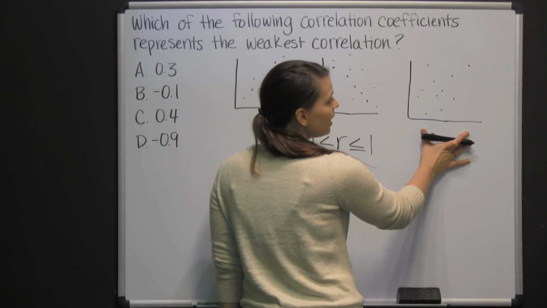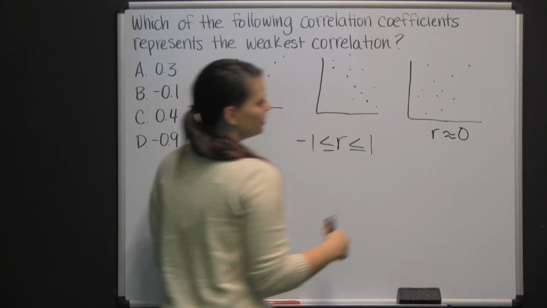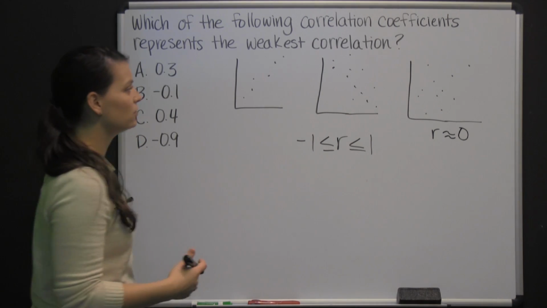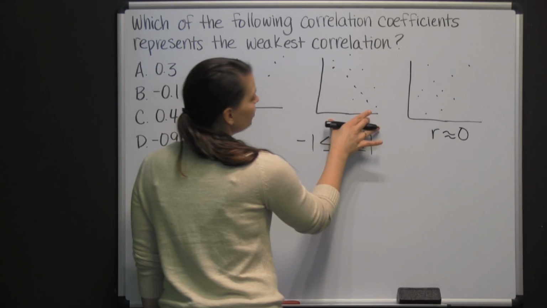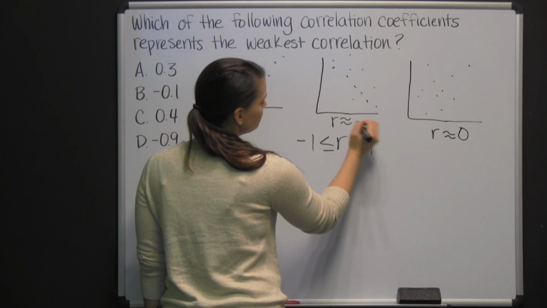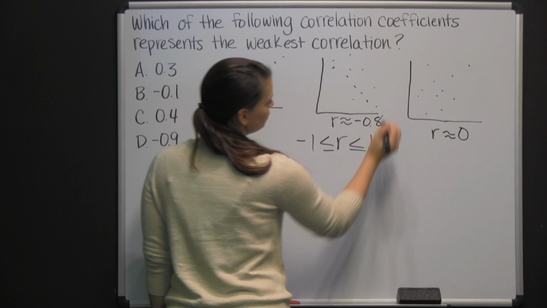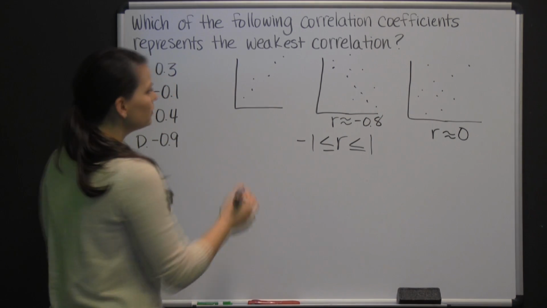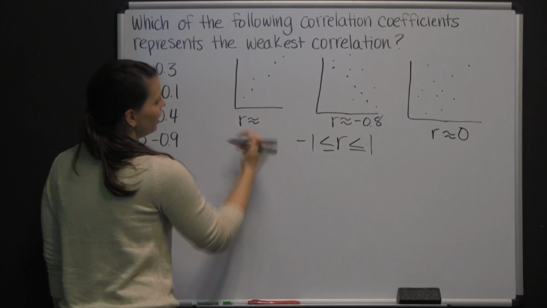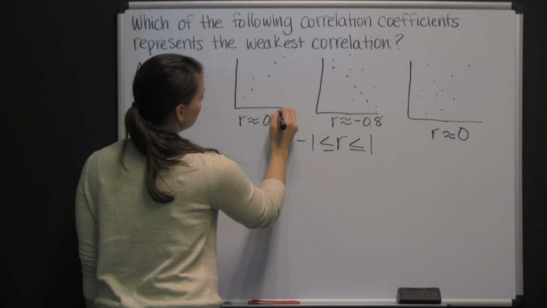So like this scatter plot might have a correlation coefficient of 0. That correlation coefficient would be very close to 0, if not 0. This scatter plot would have a negative correlation coefficient, but it would be fairly close to 1, so maybe -0.8 or something like that. This scatter plot would have a positive correlation coefficient, and it would be pretty close to 1, so maybe like 0.9.